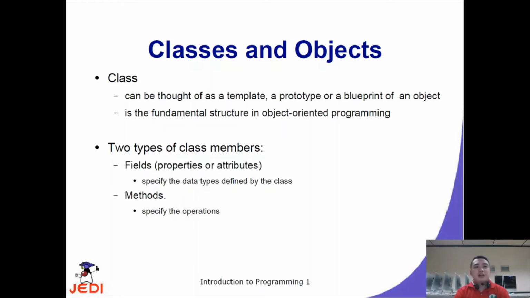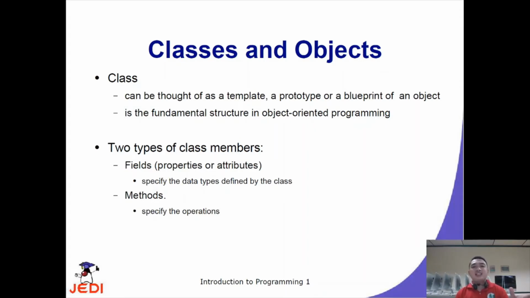A class can be thought of as a template, a prototype, or a blueprint of an object. Basically it is the fundamental structure in object-oriented programming. There are two types of class members: the fields and the methods. When we say fields, these are basically the properties or the attributes. As I said earlier, the objects have properties.